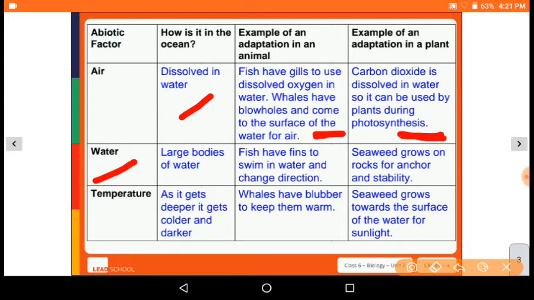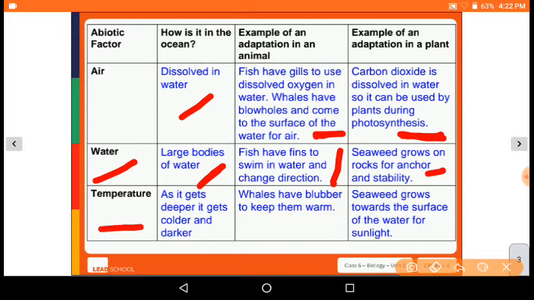And the next is water. It is a large body of water. Fish have fins to swim in the water and change direction. Then the seaweed grows on rocks for anchor stability.